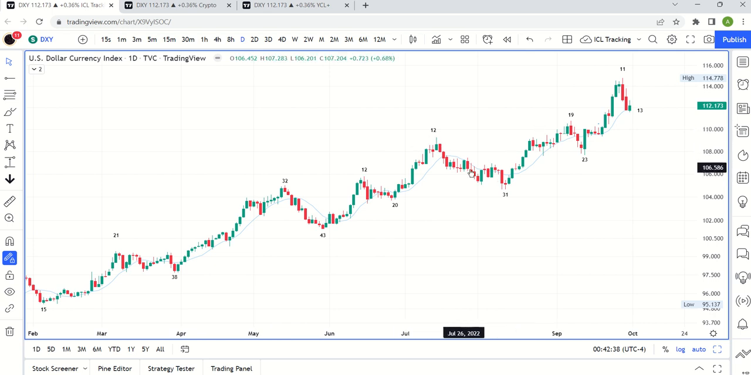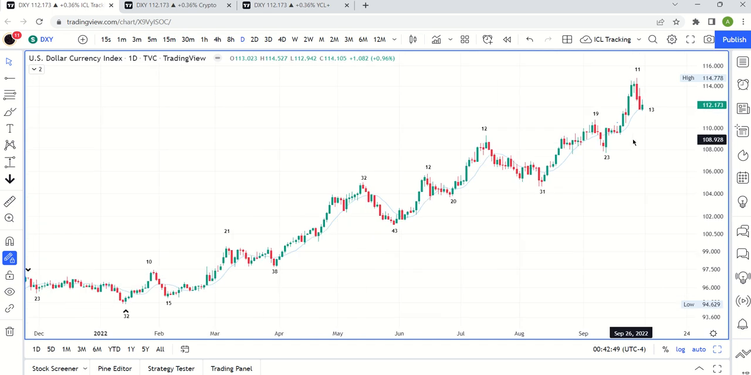This was a bearish cycle, right? This was an ICL. Day 19 here. This is day 11 so far. We tried to get a little bit of a bullish reversal on day 13. We're going to see what happens as we open tomorrow.